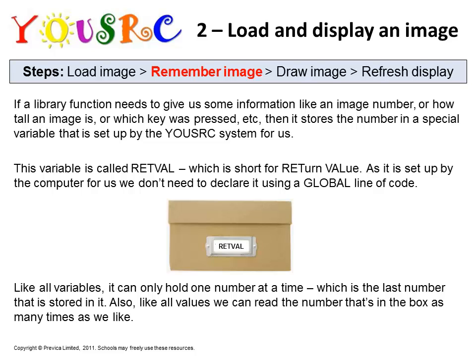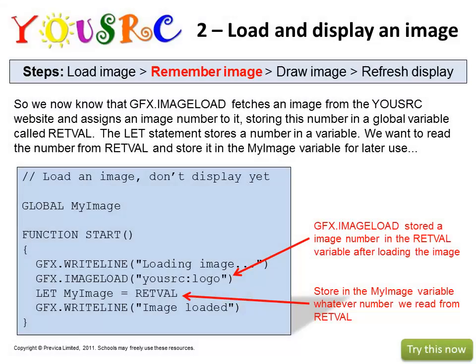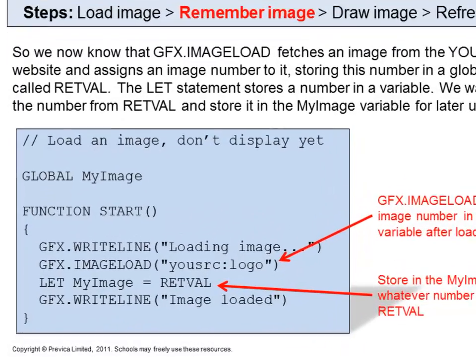In the ELC language, the way a library function gives us a return value is to store it in a global variable set up by the computer called retval, which is short for return value. So in our shoebox analogy, the computer has written retval on the front of the shoebox, and when it needs to give us some information, it puts the information in the shoebox, ready for us to fetch and use. To explain this further, let's look at the code.